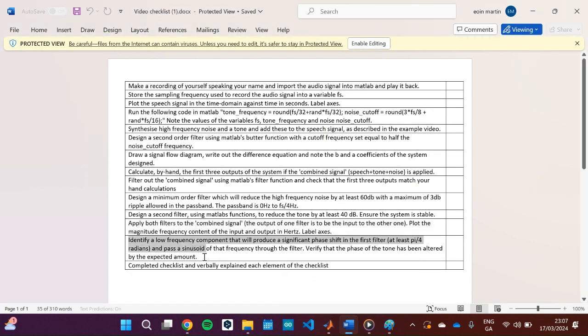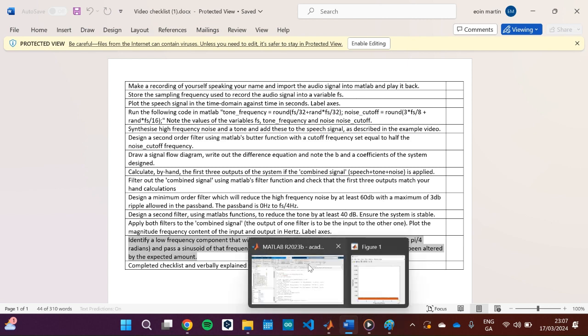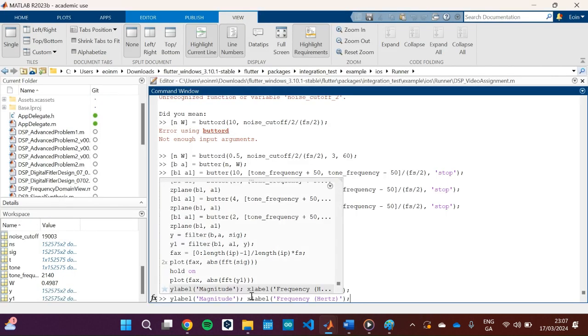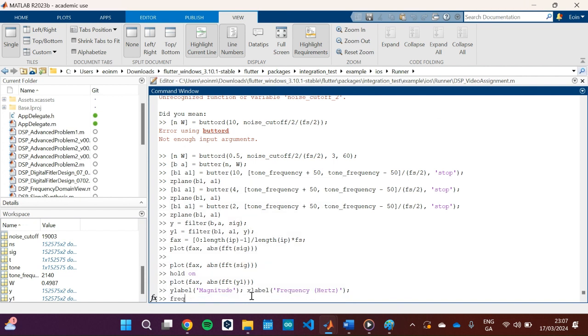Identify a low frequency component that will produce a significant phase shift in the first filter of at least pi over 4 radians and pass the sinusoid of that frequency through the filter. Verify that the phase of the tone has been altered by the expected amount. Okay. I'm just thinking back to this part. I didn't double check the attenuation. I'll get there. Just bear with me a second.